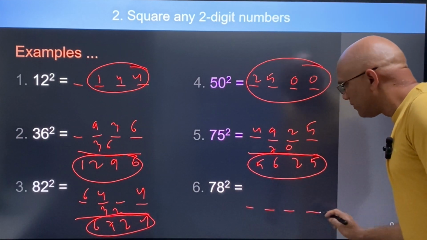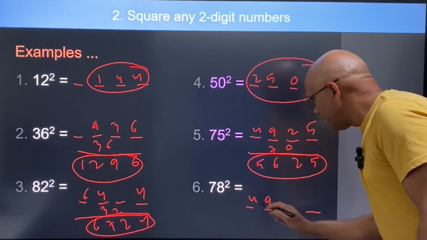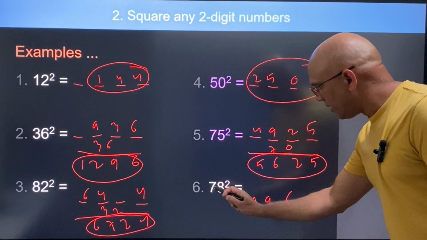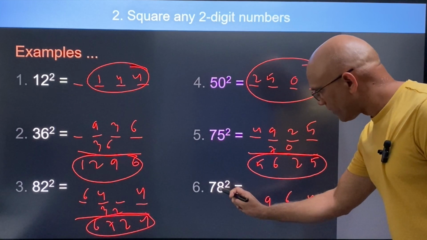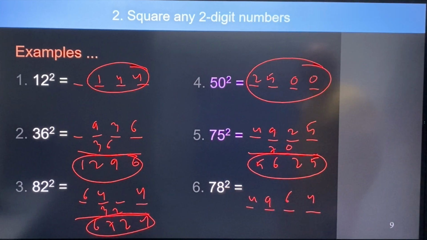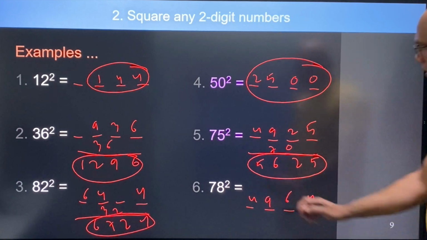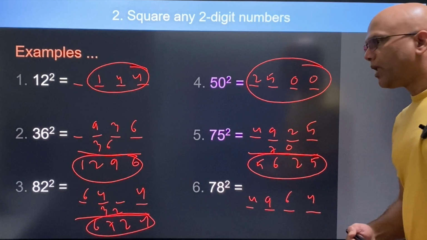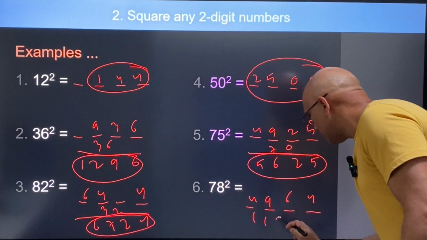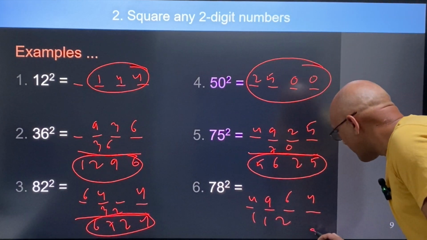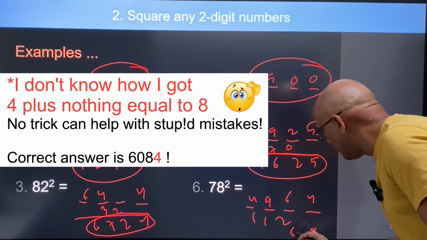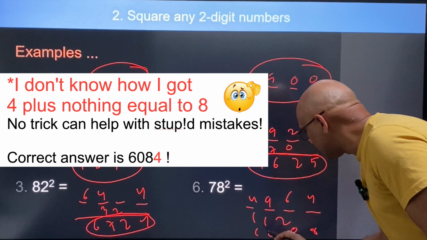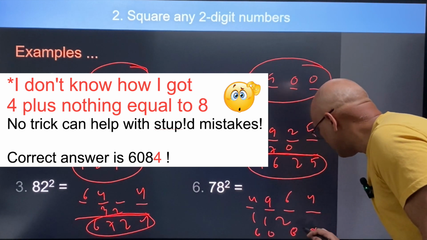This one, this is 49, 64, 2 times 8 is 16, times 7 times 8 is 56, times 2 is 112. So this is going to be 8, 8, 0, 6, 6, 6088.